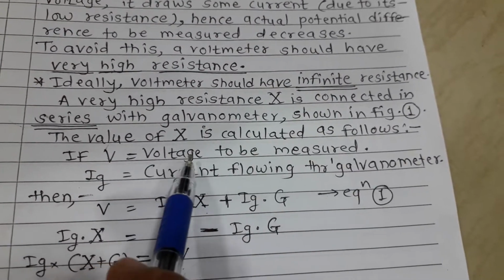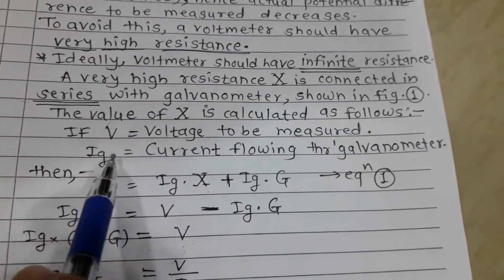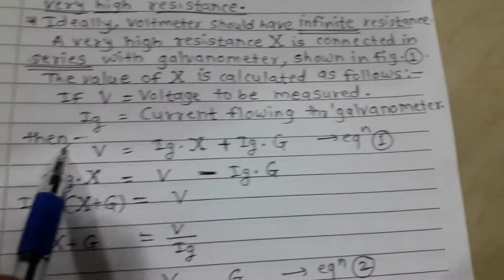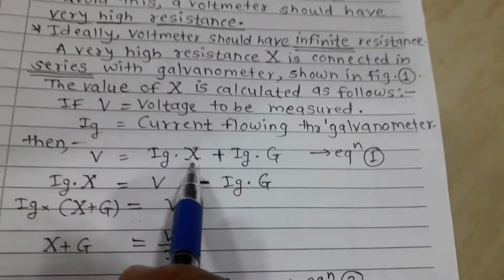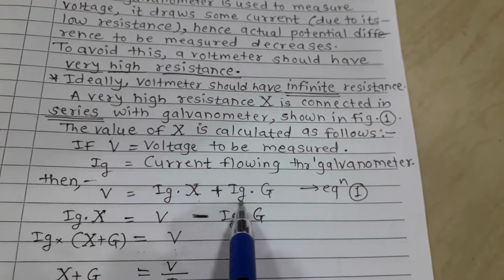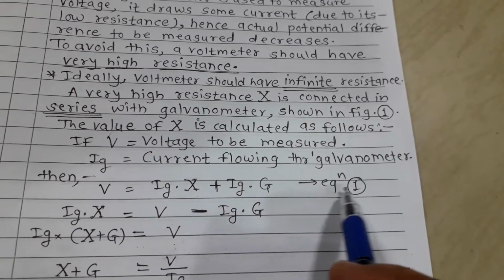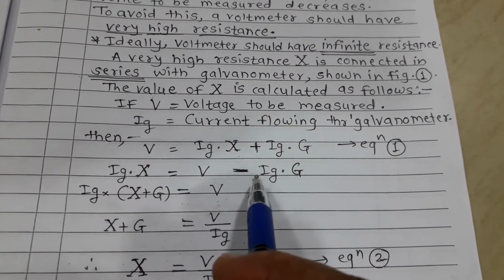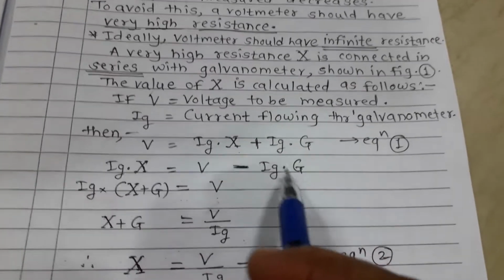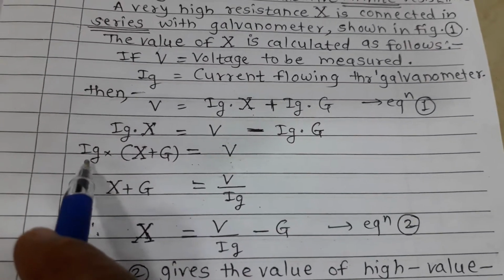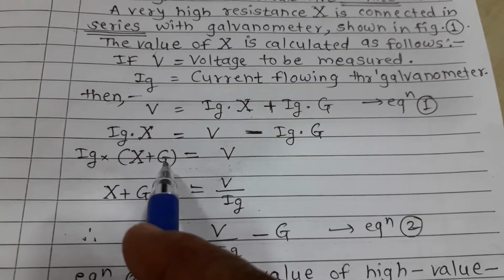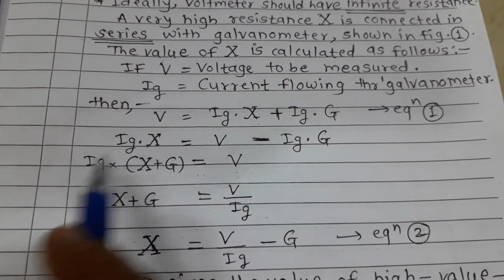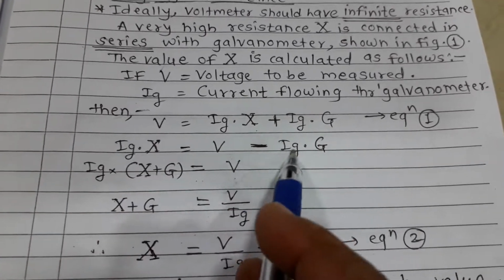If capital V is equal to the voltage to be measured, and Ig is equal to the current flowing through the galvanometer, then capital V is equal to Ig into X plus Ig into G, equation number 1. Therefore, Ig into X is equal to V minus Ig into G, capital G. Therefore, Ig into (X plus G) is equal to V. See here, Ig is taken as common in both terms.